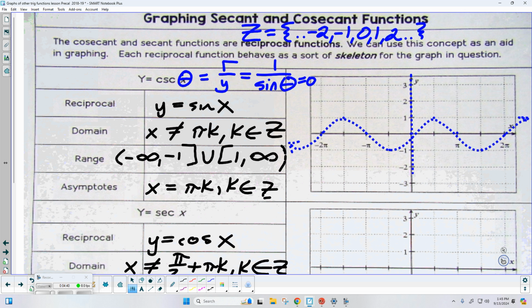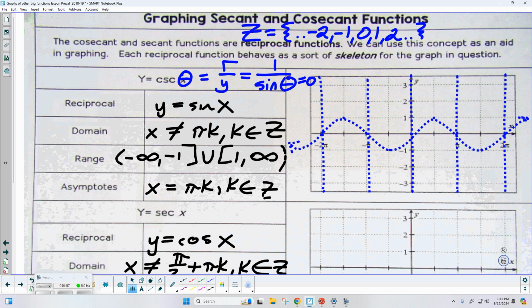Well, I can see the y-axis, 0. That's going to be an asymptote. We're going to have one at pi, one at 2 pi, negative pi, negative 2 pi. And remember, this pattern is going to continue forever. In fact, you'll notice it's in multiples of pi.